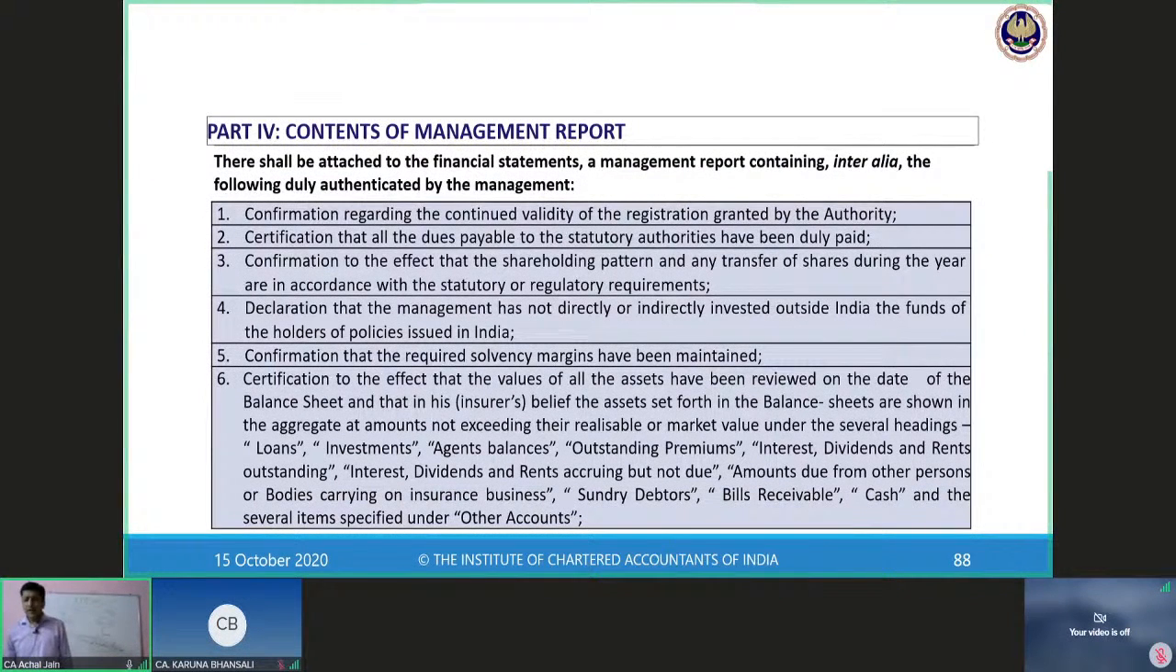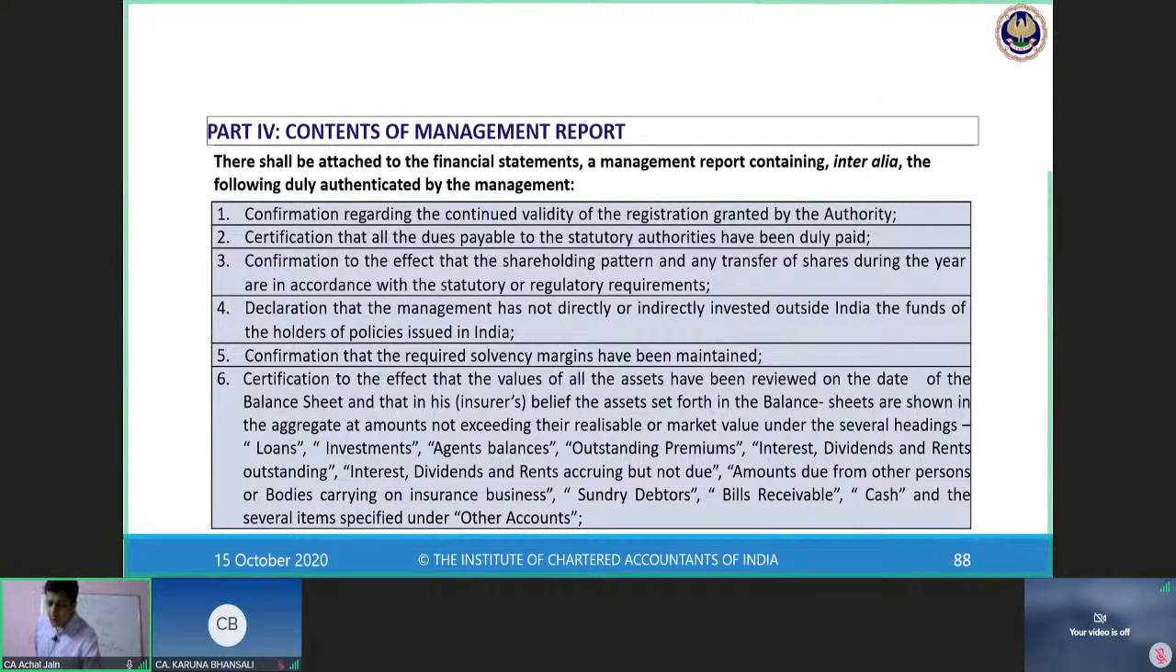So let's quickly look at this management report. Yeah, we can just understand some of the points around it. There shall be attached to the financial statements a management report containing the following information, which will be authenticated by the management. So this will also help the auditor in respect of some of his audit procedures. Confirmation regarding the continued validity of registration of this business. Certification that all the dues payable to the statutory authorities have been duly paid. This certification will also be made available to him.